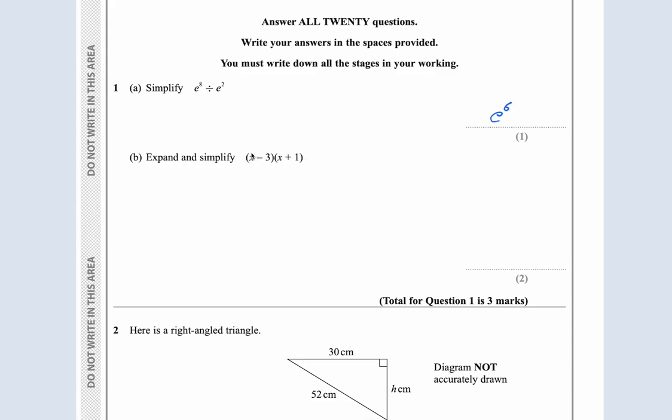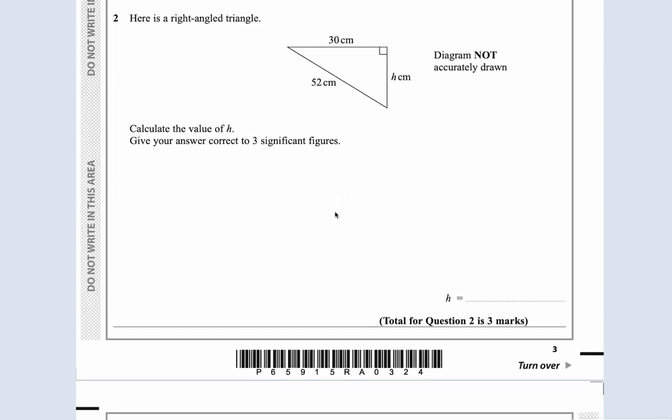Expand and simplify, right? We do this times this, this times this, this times this, and this times this. X times x is x squared. X times 1 is x plus x. Minus 3 times x is minus 3x. Minus 3 times 1 is minus 3. And we have to simplify, so we have x squared, x minus 3x is minus 2x, minus 3. That's our answer.